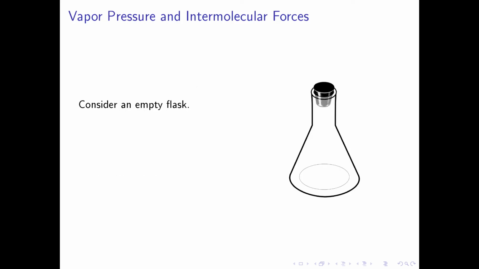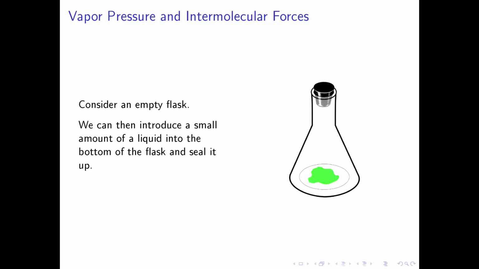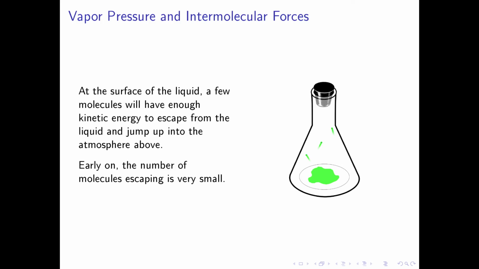The final property of liquids that we will consider is the vapor pressure. Begin by considering an empty flask. We can then introduce a small amount of liquid into the bottom of the flask and seal it up. Initially, at the surface of the liquid, a few molecules will gain enough kinetic energy to escape from the liquid and jump up into the atmosphere above. Early on, the number of molecules escaping is very small.